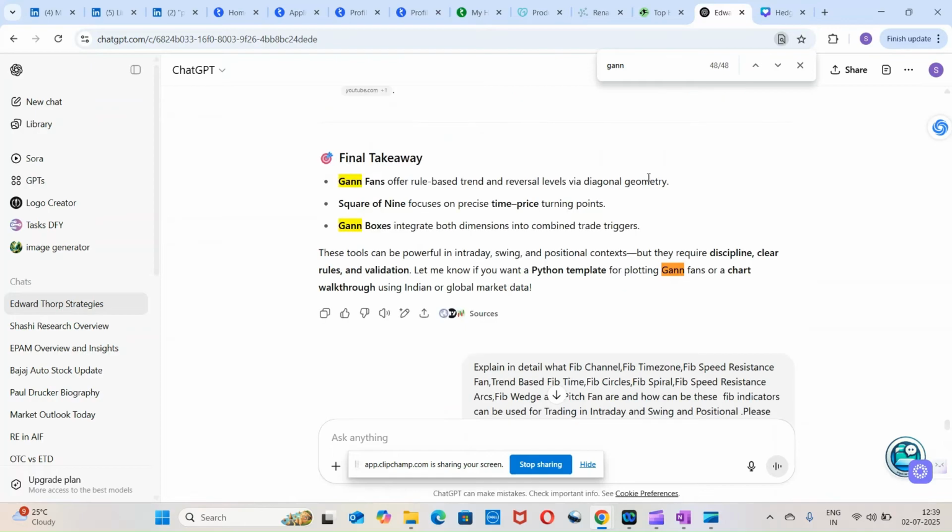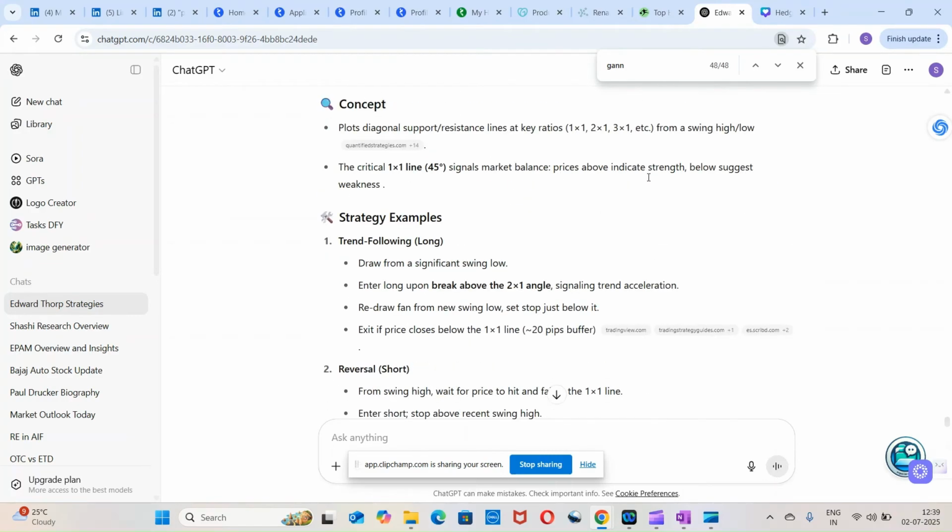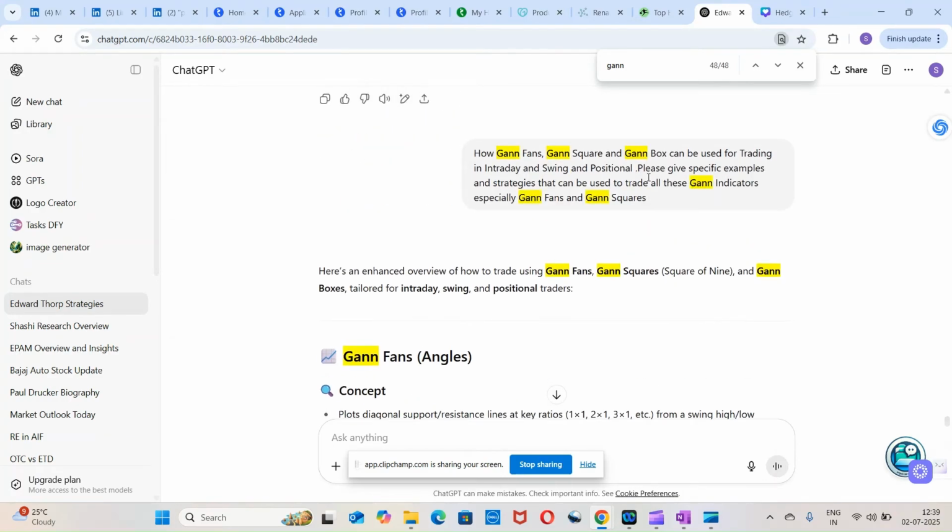Let's also discuss Gann fan and Gann box. I'll show you what Gann box is. It's basically Fibonacci. So we'll also discuss Gann fans, Gann square, and Gann box, and how these could be used in intraday, swing, and positional trading with some specific examples and strategies to trade.